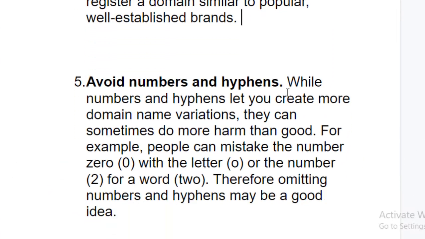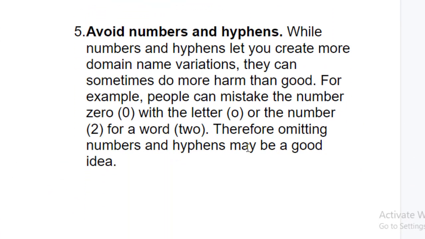Okay. So number 5 is avoid numbers and hyphens. While numbers and hyphens let you create more domain name variations, they can sometimes do more harm than good. For example, people can mistake the number 0 for the letter O. You get it? Or the number 2 for the word "to". Therefore, omitting numbers and hyphens may be a good idea. So the more you avoid numbers and hyphens, the more you can make your site better in terms of traffic generation, for people not to misunderstand you, as we have highlighted here.